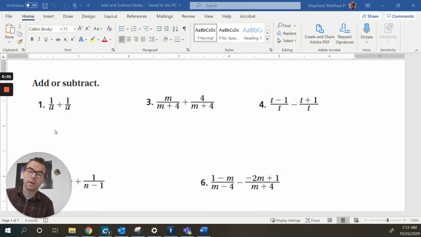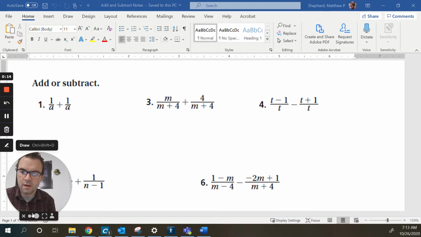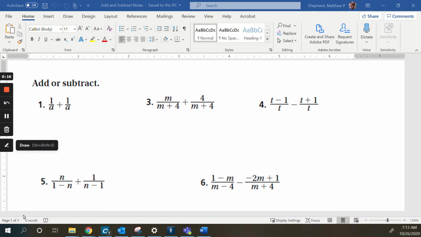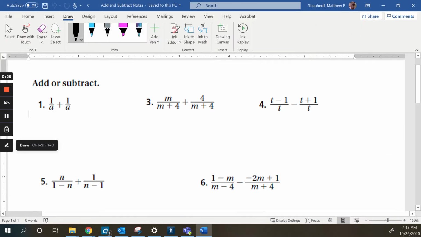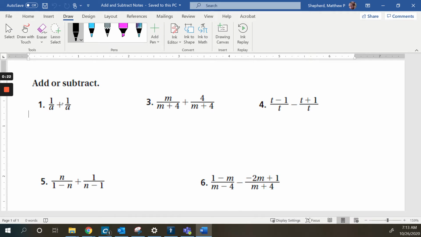All right, so we're going to continue our look into adding and subtracting rational expressions. This is just going to be a continuation, providing you with a few more examples on how to do this. So in this first problem, we see that we've got 1/a plus 1/a.